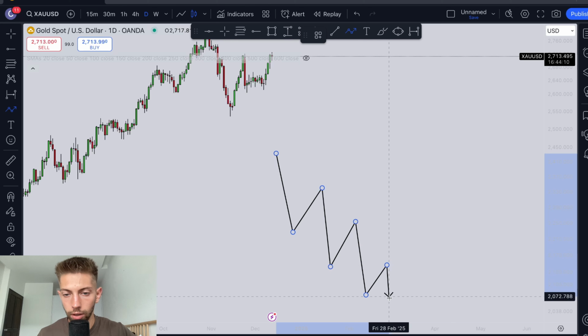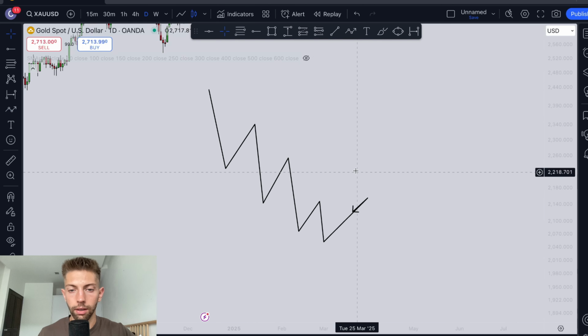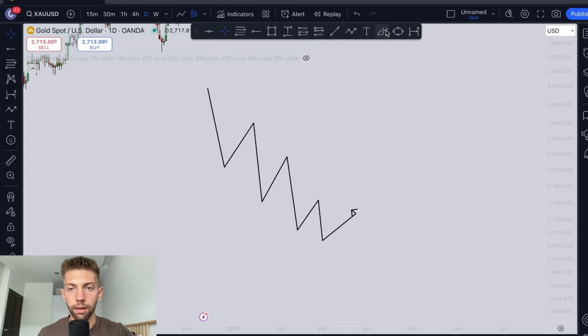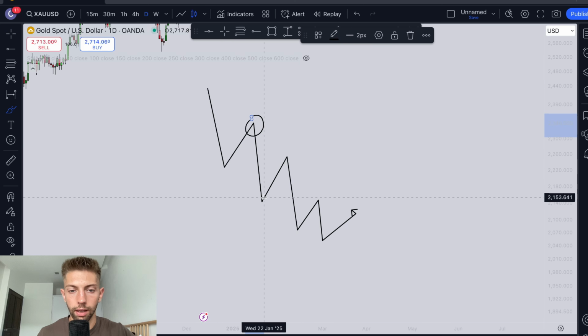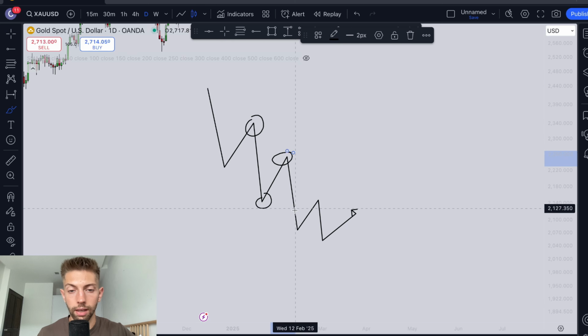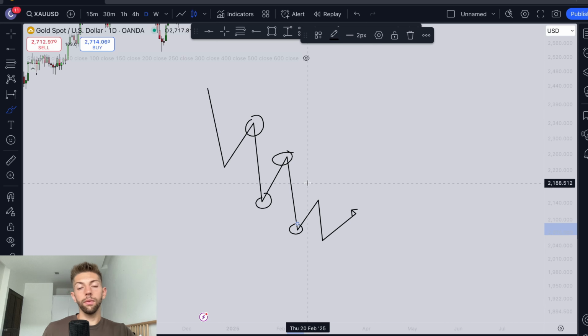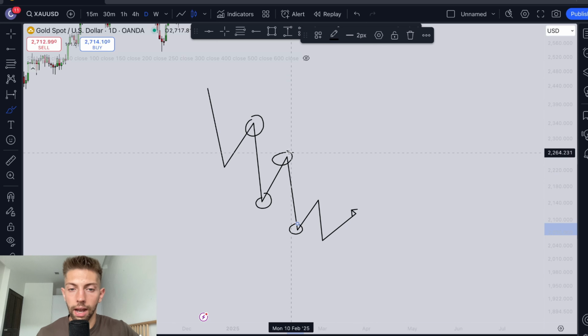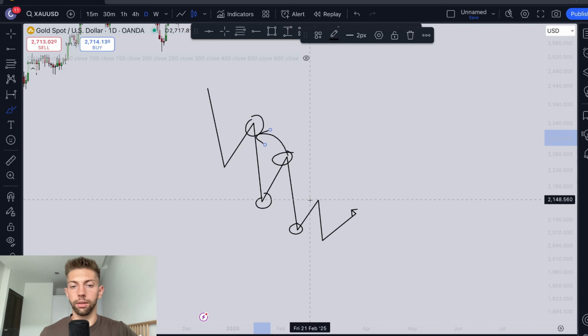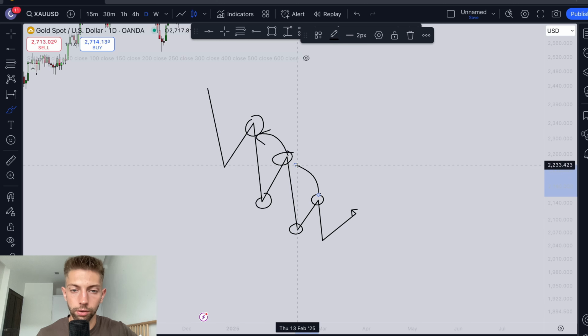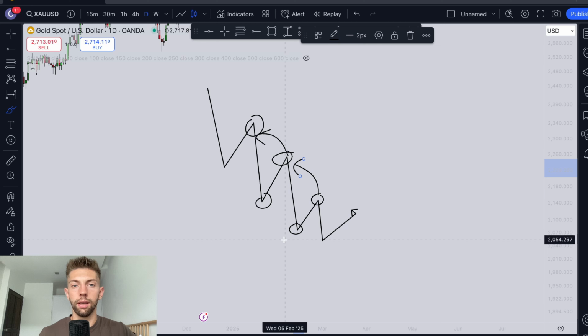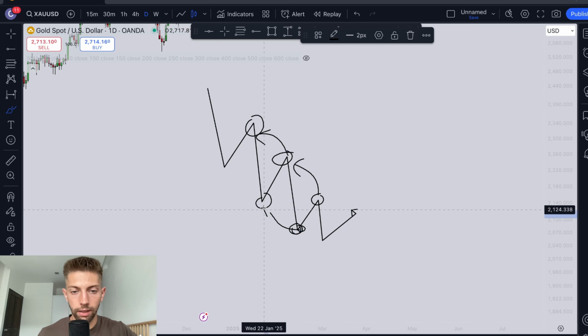this is an example of a downtrend, because as you can see, market is creating lower highs and lower lows. How can I know this high is a lower high? Because it's lower than the previous high point. How can I know this high is a lower high? Because it's lower than this lower high point. Same thing with lows. How can I know this is a lower low? Because it's lower than the previous low point.